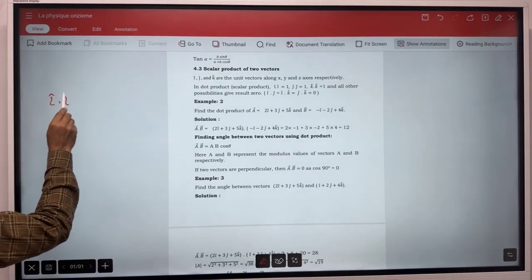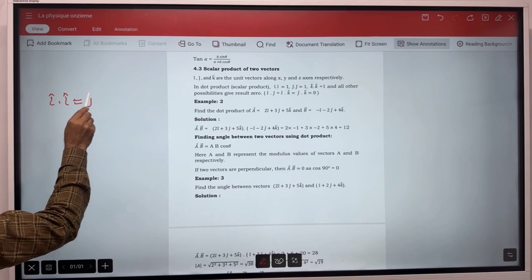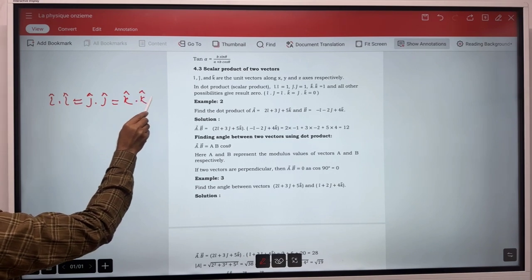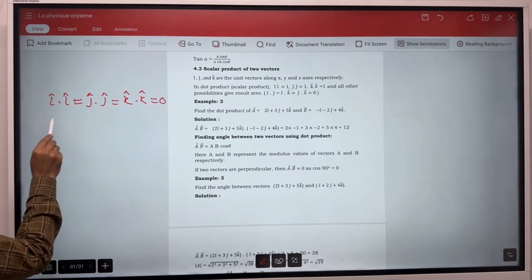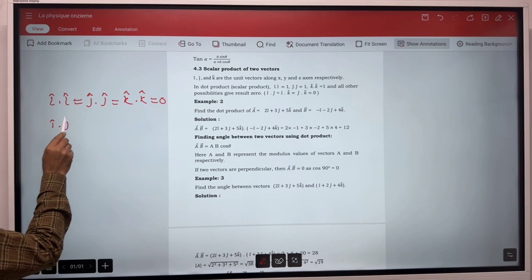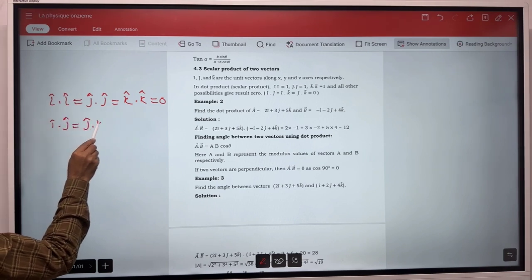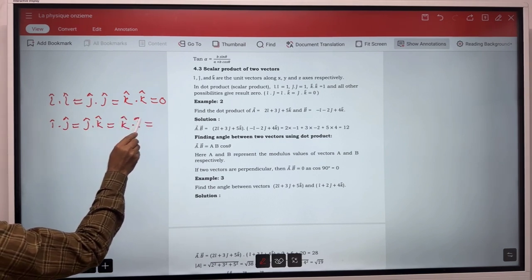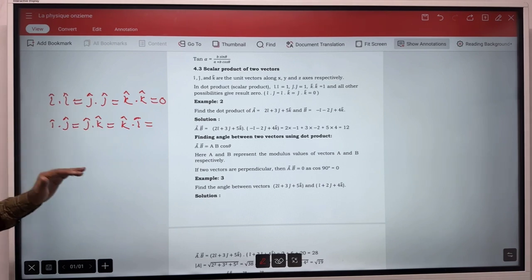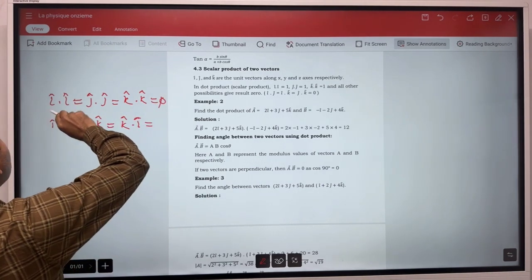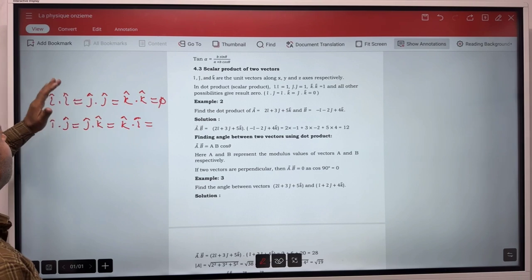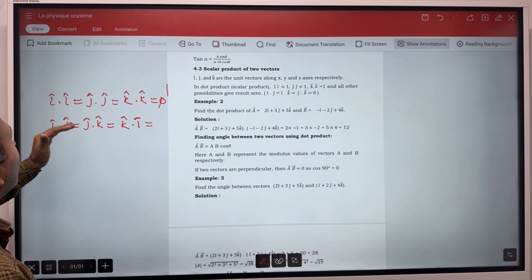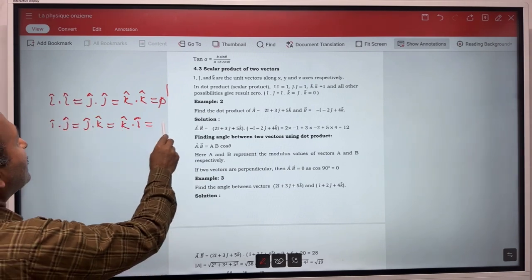I cap dot I cap, J cap dot J cap, K cap dot K cap is equal to 0, and I cap dot J cap, J cap dot K cap or K cap dot I cap will give 0. Sorry, I am mistaken. Here, by mistake, I wrote that I dot I equal to J dot K gives 1 and I dot J equal to J dot K equal to K dot I will give 0.